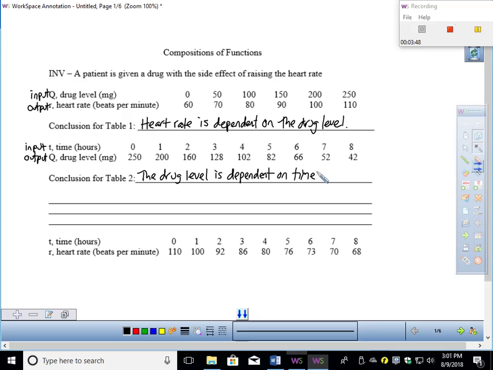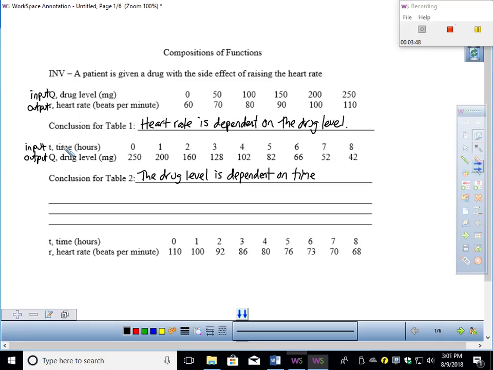All right, so now what we're going to try to do is connect. We basically have two functions: one function up here relating the heart rate and drug level, and another function right here relating the drug level and time. What I want to do is somehow morph those together, to connect those, to combine those into another function.